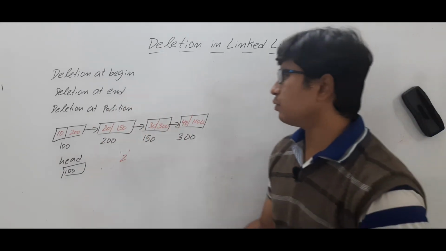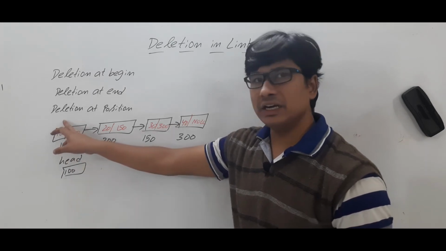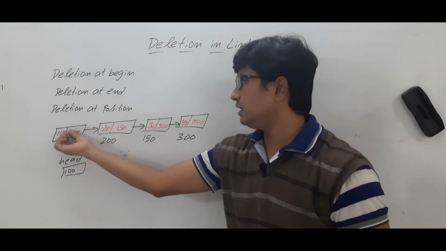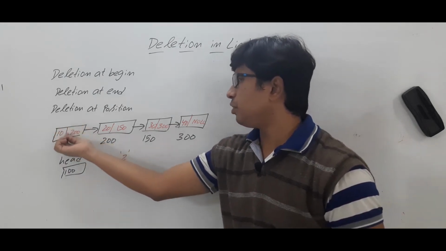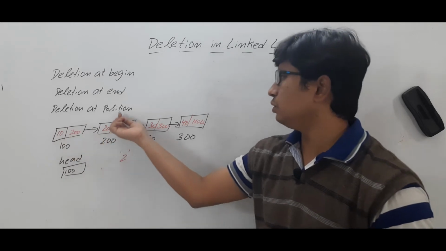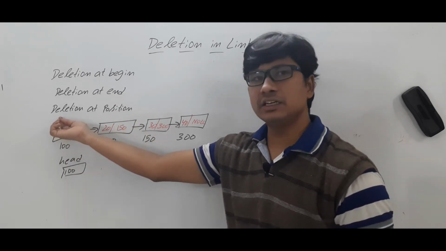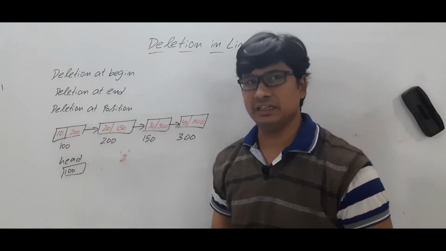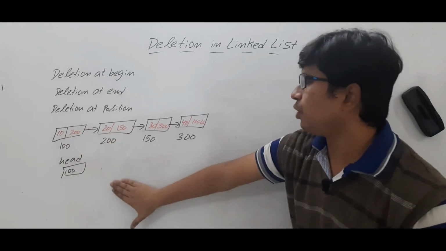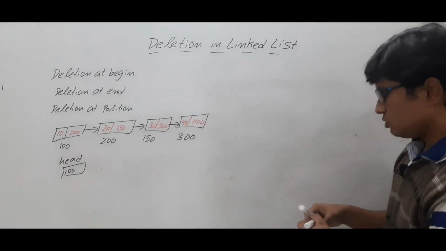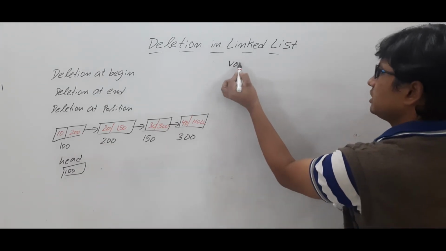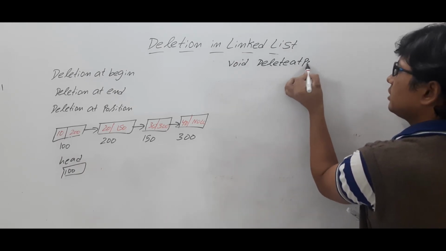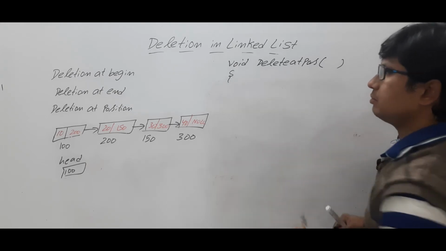To do that, you need one pointer at this node and one pointer at the previous node. Suppose this pointer is temp: temp of next is equal to whatever address is there, that you will write. So we need 2 pointers to perform this task. So let me write the user defined function called delete at a particular position. Are you able to understand?